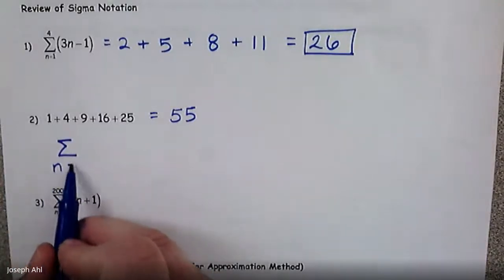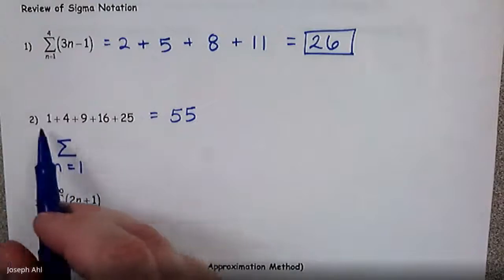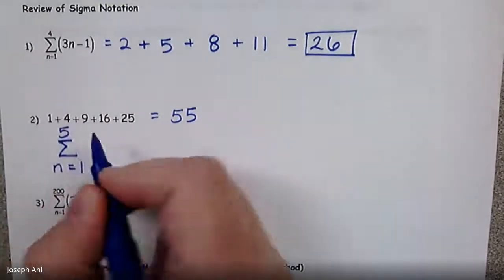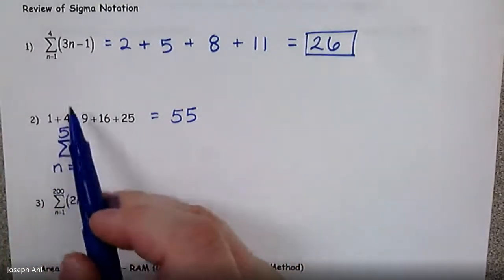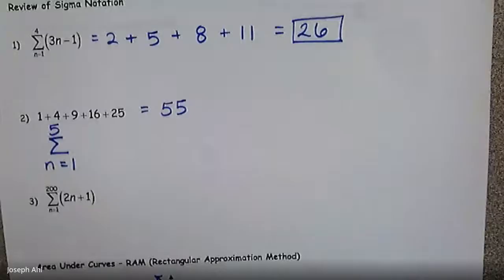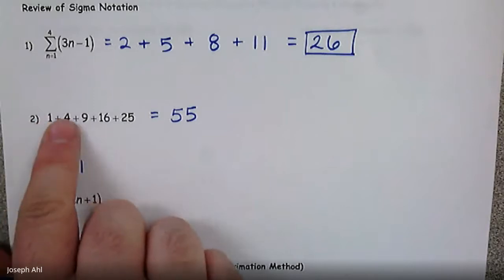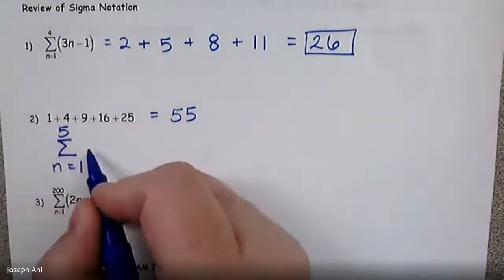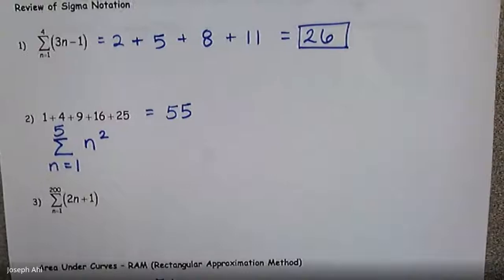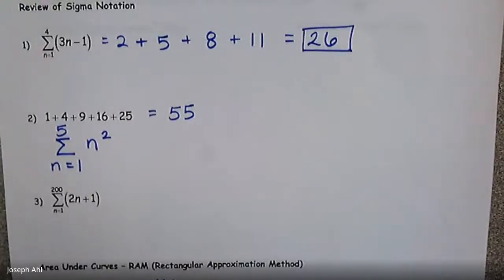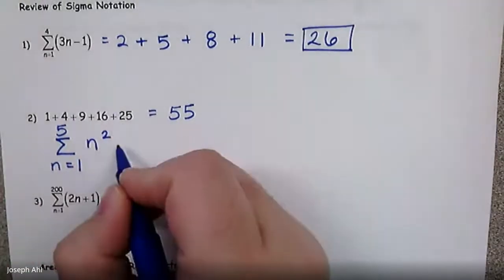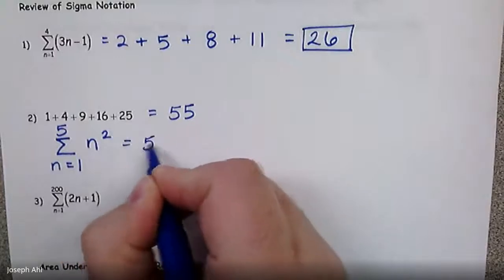Well, we're summing up the terms. Let's go from n equals 1. Since there are 5 terms here, we'll go from n equals 1 to 5. And then we establish the pattern among those terms. Hopefully you're seeing it quickly that this is 1 squared, 2 squared, 3 squared, 4 squared, 5 squared. So the terms in the sequence are n squared. And if we were to do that out, we should get 55 as an answer.